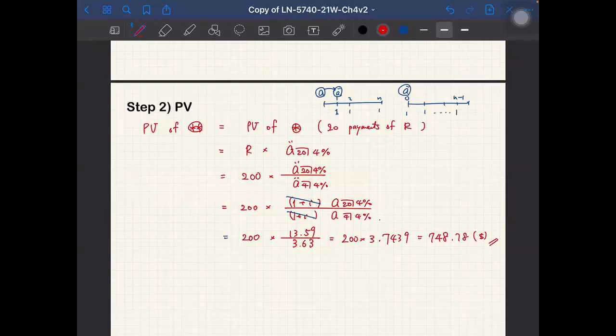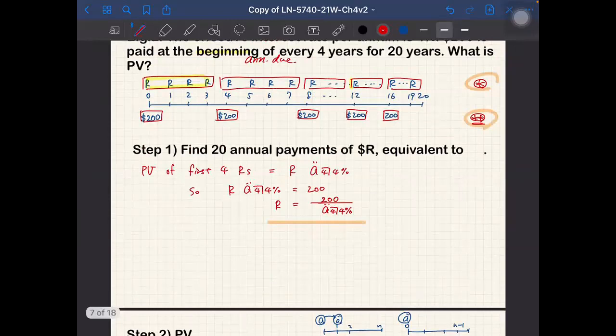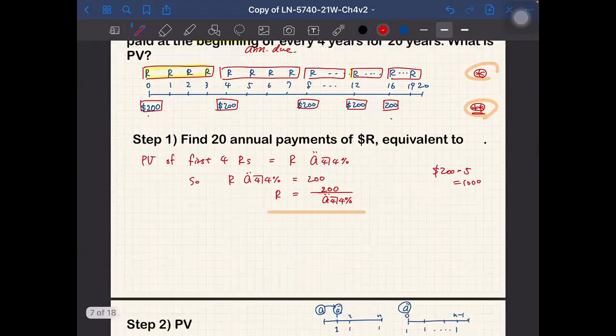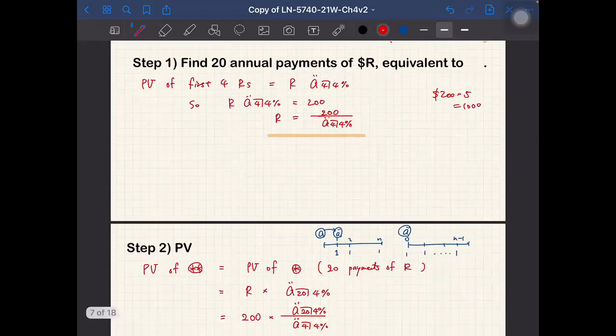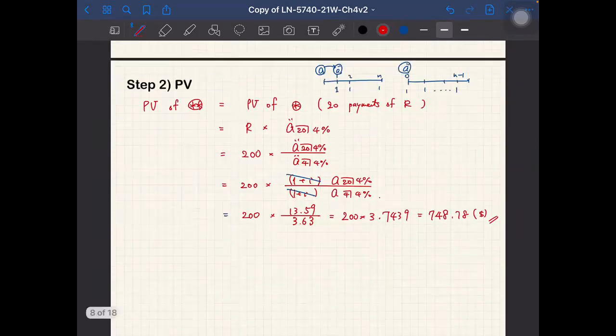You can see that the $200 five times gives in total $1,000, from time 0 to time 16. So about 8 years in the account, and the annual interest is 4%. Roughly speaking, 32% interest is earned. For present value, we have to subtract that, so we have about 30% less. So $748 is a reasonable answer.